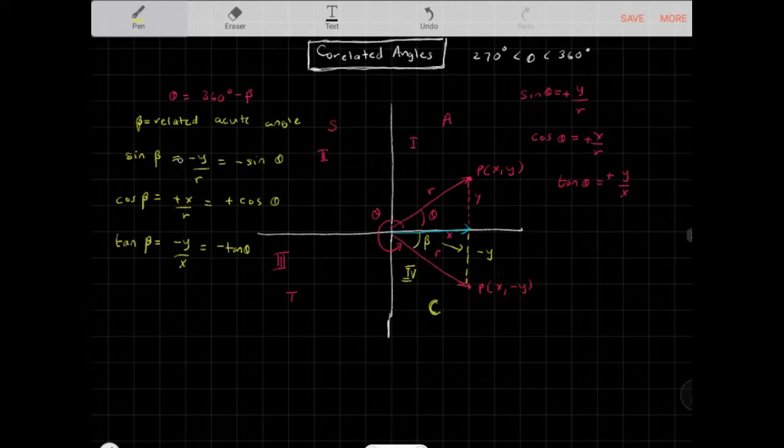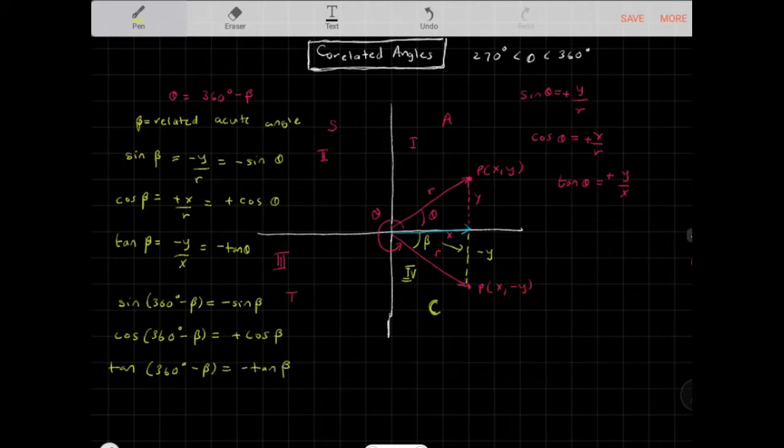And if we wanted to simplify these related angle equations, we can note that instead of writing sine theta, we're going to write sine of 360 minus beta. Sine 360 degrees minus beta is equal to negative sine beta. Cosine 360 minus beta is equal to positive cosine beta, and tan 360 degrees minus beta is equal to negative tan beta. Okay, so these are our correlated angle equations in the fourth quadrant.